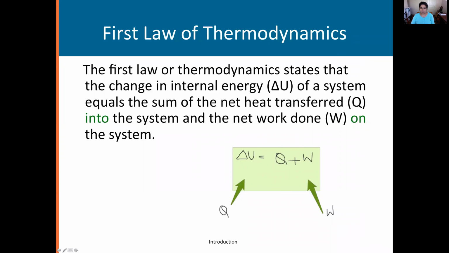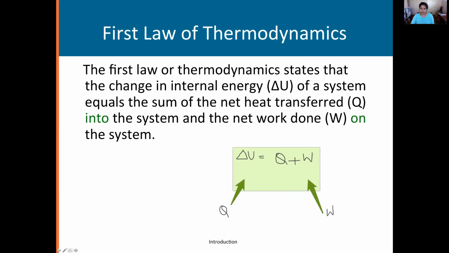So let's say this green box here contains my system, and I feed in some energy at a certain rate. So Q is my energy that I feed in. And let's say work is done on the system by maybe compressing a gas, okay? So I'm working on the gas, that work is fed into the system, then the change in internal energy of the system is nothing but the sum of these two. So we're going to say delta U equals Q plus W. This is my first law.